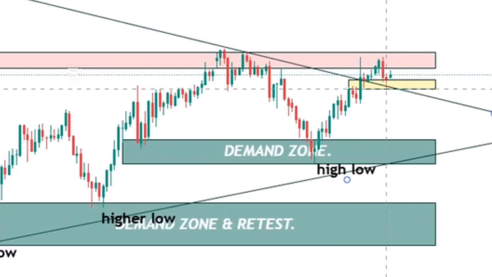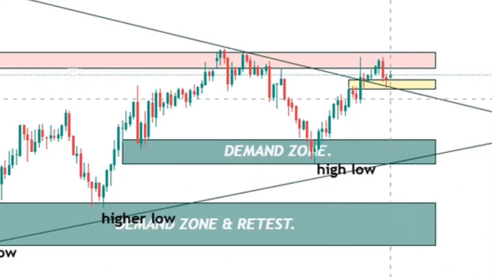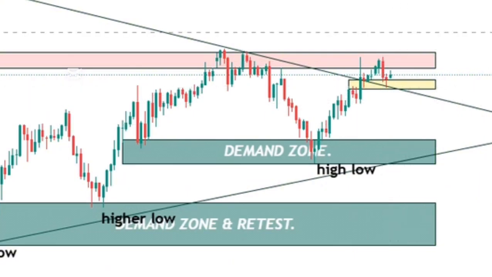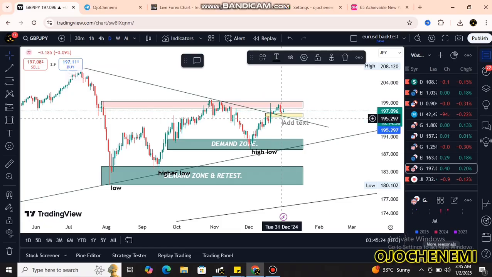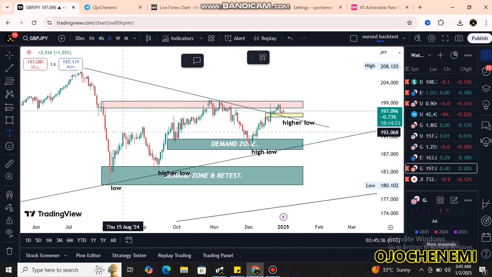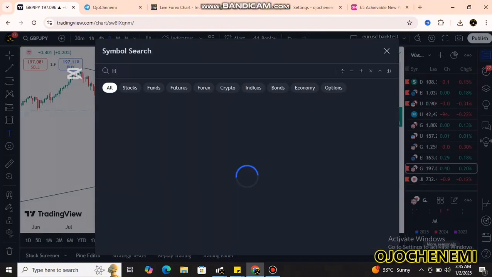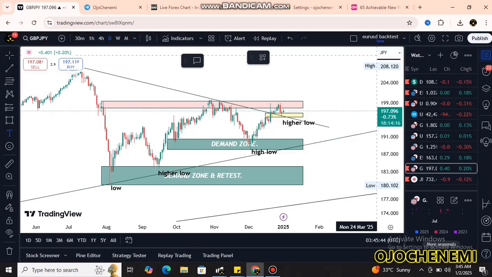So another higher low here. This is what I'm seeing. I'm seeing that we'll make a new higher low here. Let me pick the text. So making a new higher low here, higher low, you can see. So a low, a higher low, higher low, higher low.